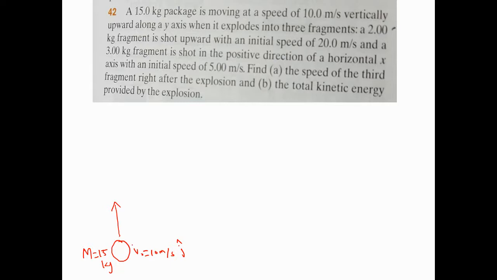Now what will happen? This object, when it is moving in the upward direction, explodes and becomes three parts. So what is the first part? The first object is moving upward. What is the mass of the first object? The mass of the first object is 2 kilogram. It shot upwards, which means the first object is moving in the upward direction. And what is its speed? Its speed is also given: 20 meter per second, moving in the upward direction. Again, it becomes j cap.